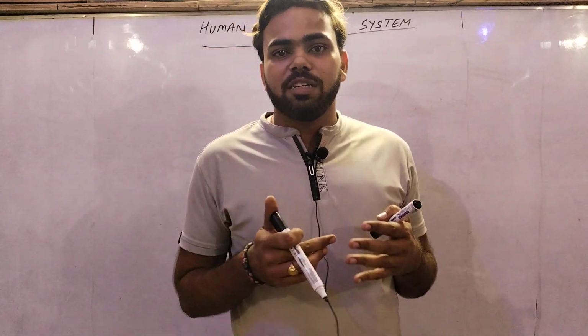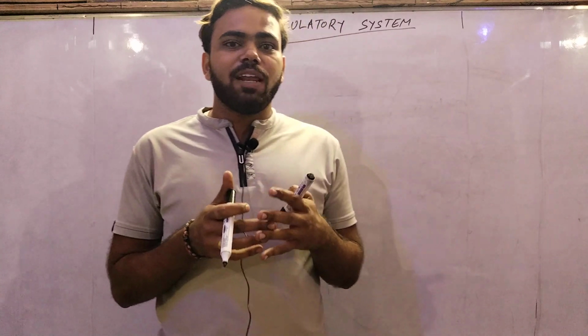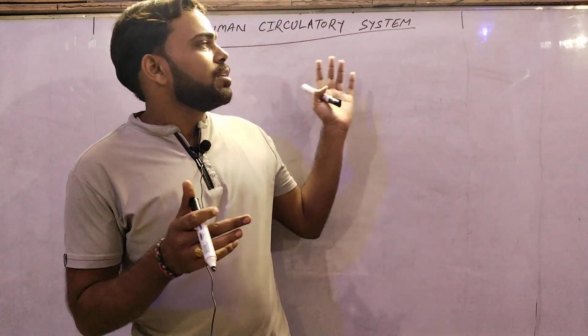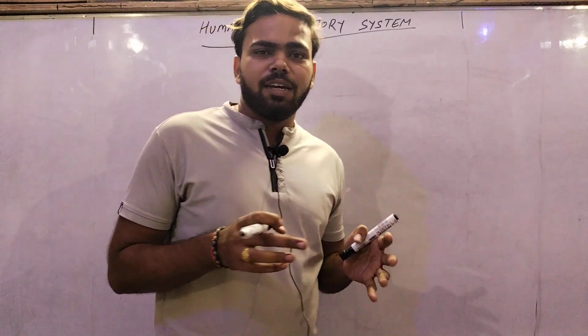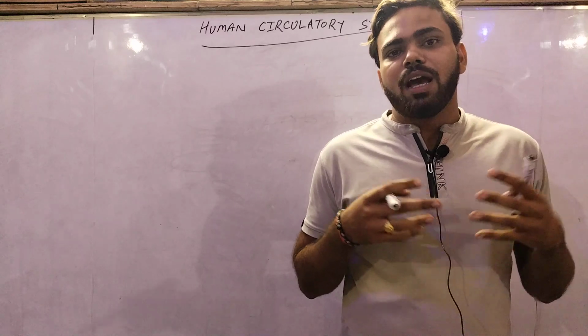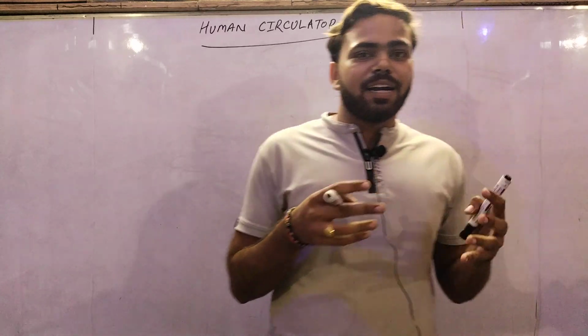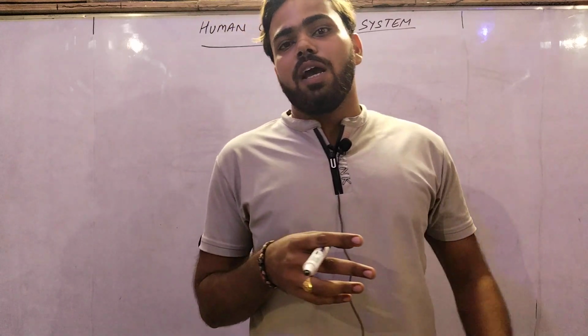We are going to discuss a very important topic as per NEET as well as board, which is human circulatory system. And we all know that human circulatory system consists of human heart as well as the arteries, veins and capillaries which are adjoining the human heart.